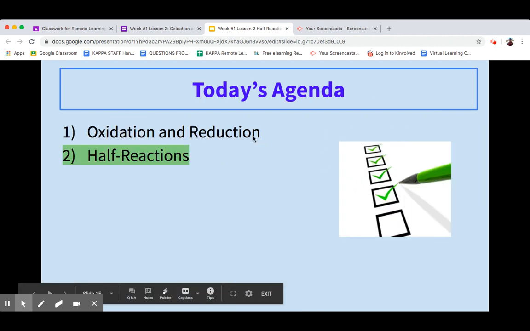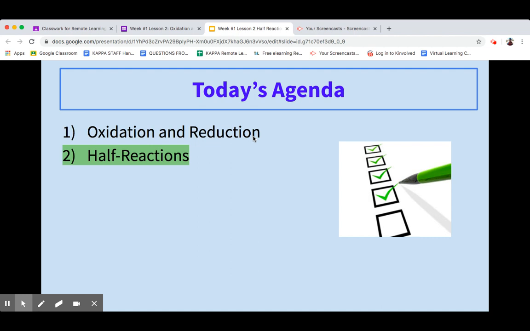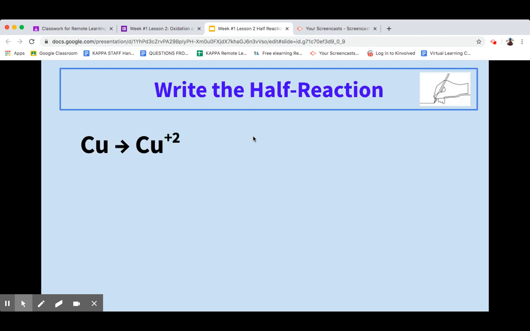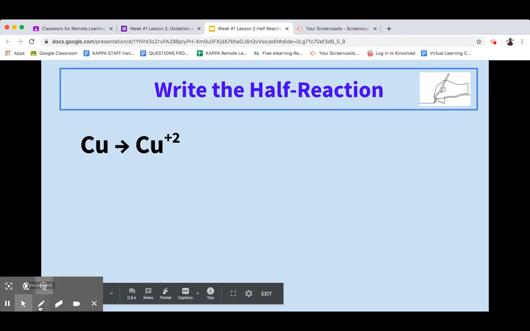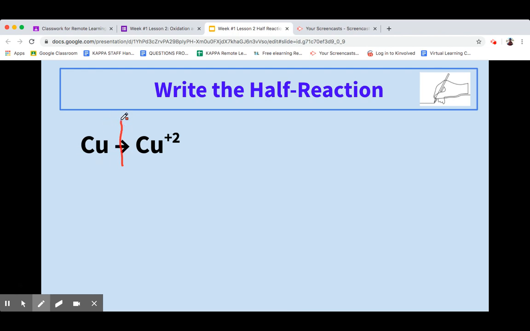All right, now we're going to practice writing half reactions. So a half reaction is going to show either oxidation or reduction, and you want to look at what is happening from the beginning of the reaction to the end. So we can always split these in half. Here's our beginning or our reactants. Here's the end or the products.